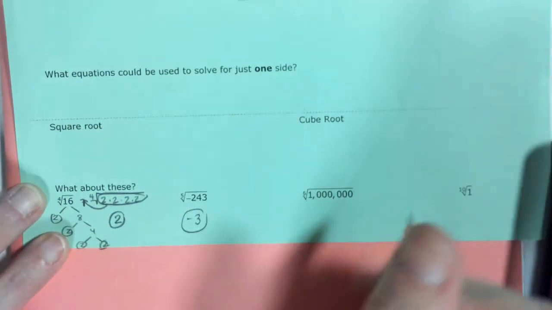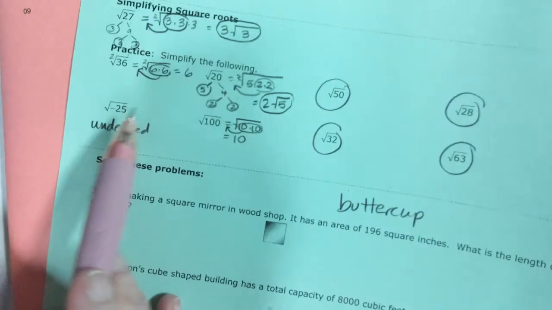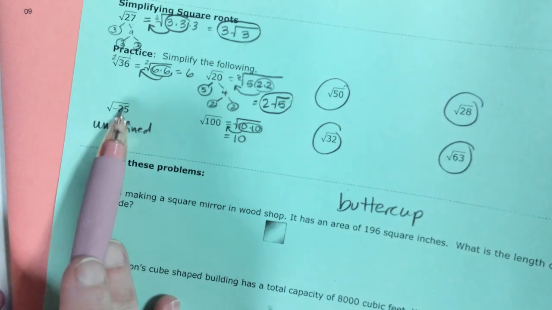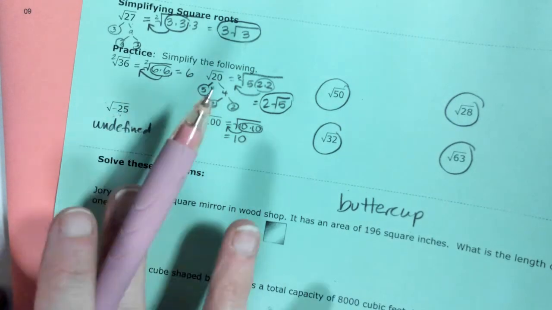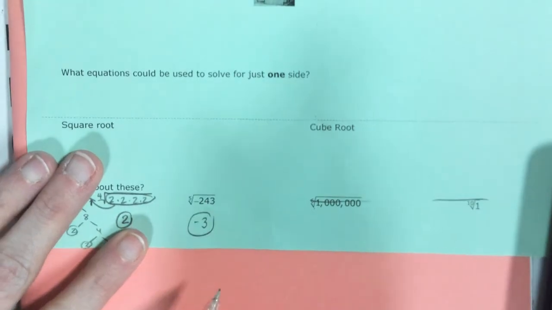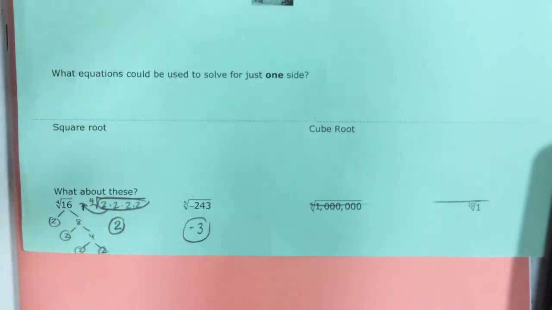Okay? And we'll save these for another time. So again, the point is, if I have an even index and a negative under the radical, it's undefined. If I have an odd index and a negative under the radical, I can take the root of that number. Now that doesn't mean that that root is going to be any good.